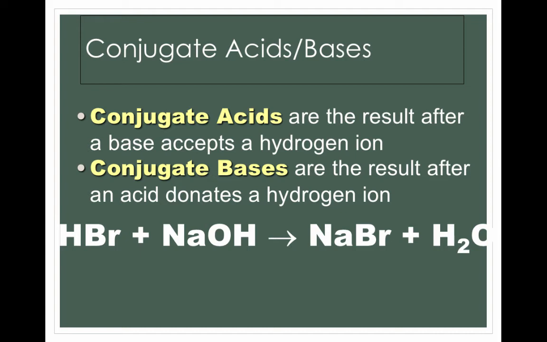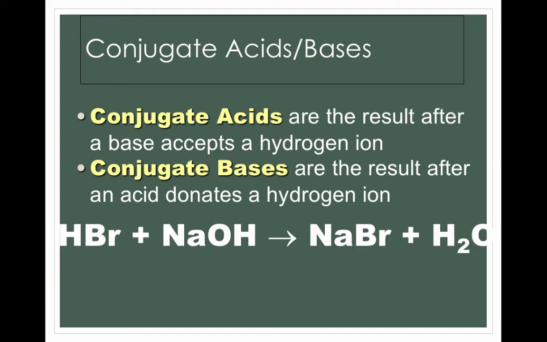So here's another example. You have hydrobromic acid plus sodium hydroxide, and you can use the Arrhenius model sometimes to figure these things out. So because hydrobromic acid has the hydrogen up front, it must be the acid. Sodium hydroxide has the hydroxide on the back, therefore it must be the base. So we can define our reactants. The first one is an acid, the second is a base.